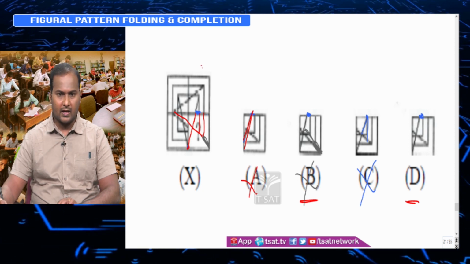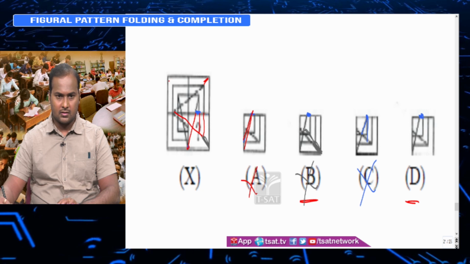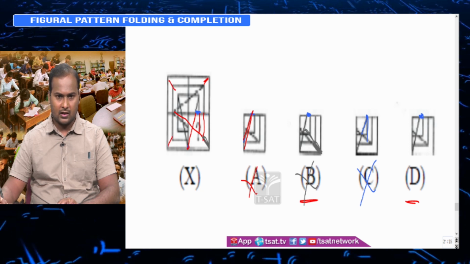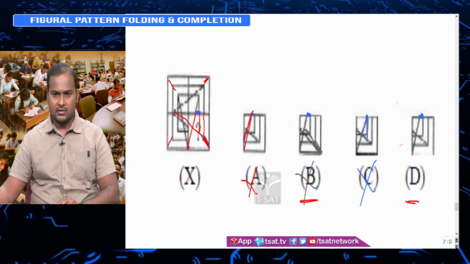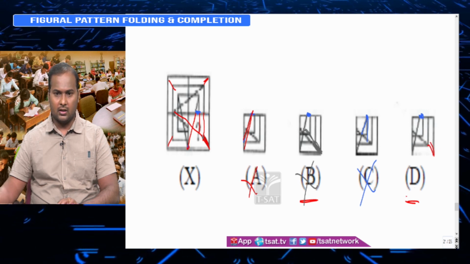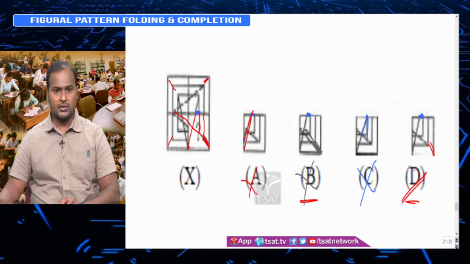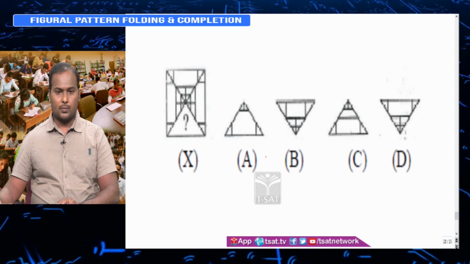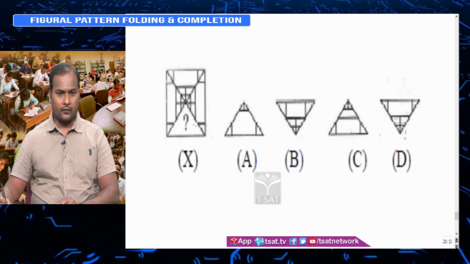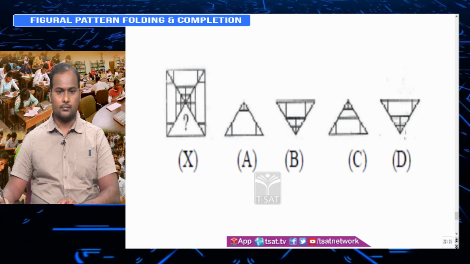There should be a gap. See here, this is the gap. This is the gap. This is the gap. So obviously, I should get some gap. This gap can be clearly seen in option D. So my answer becomes option D. So whichever option, A, B, C, D, you fill it in so that you will get the complete answer.